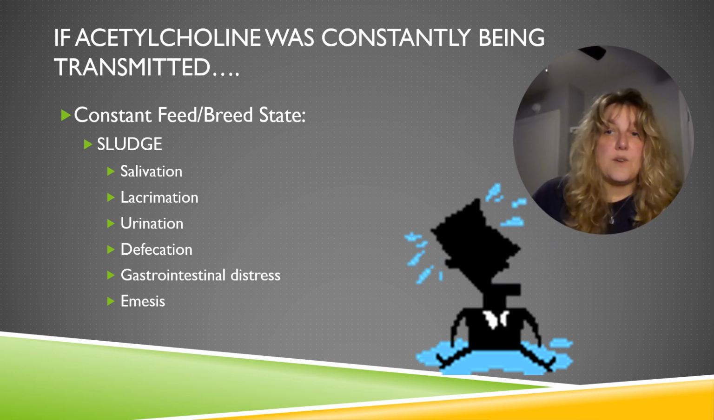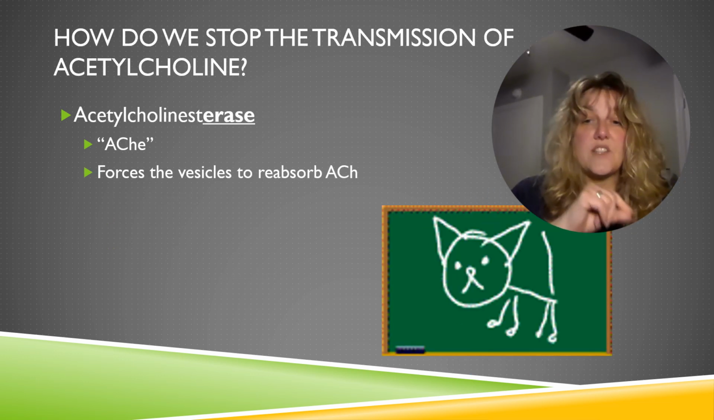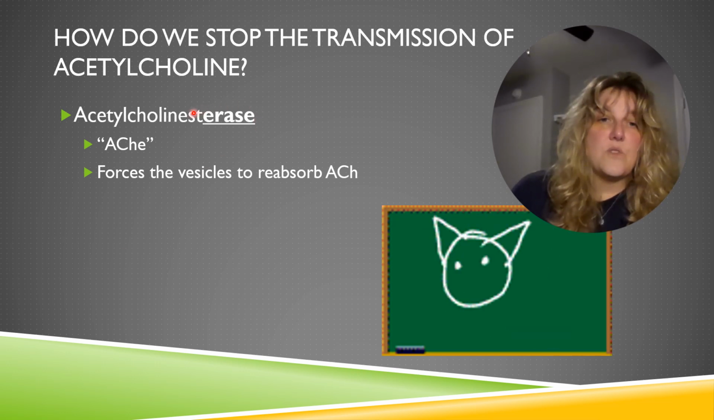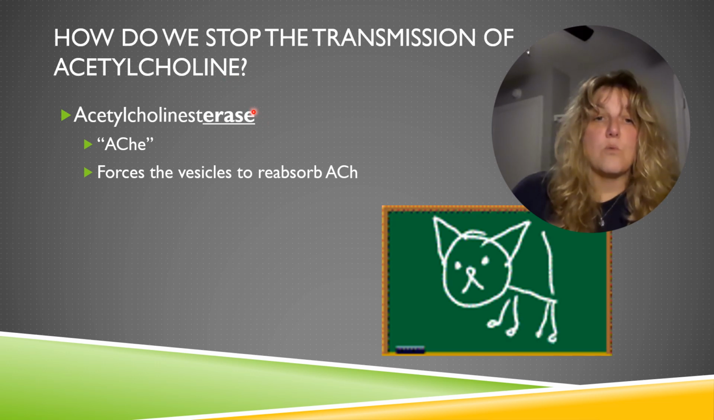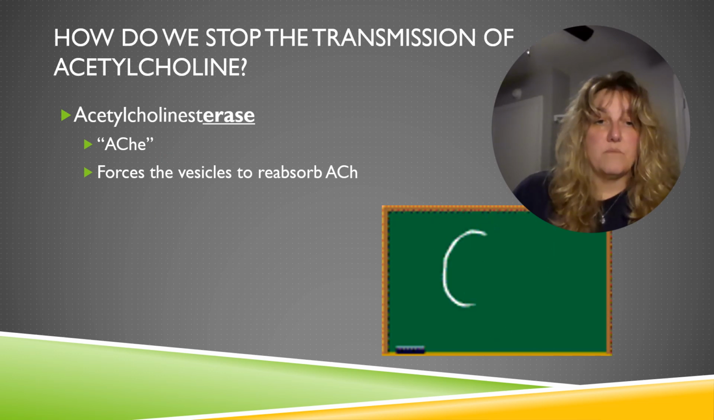And how do we stop that transmission? It's through something called acetylcholinesterase. So it's very easy to remember if you see the "ase" on the end. So we're taking that acetylcholine and we're erasing it from the synaptic cleft. We're forcing the vesicles to reabsorb the acetylcholine.